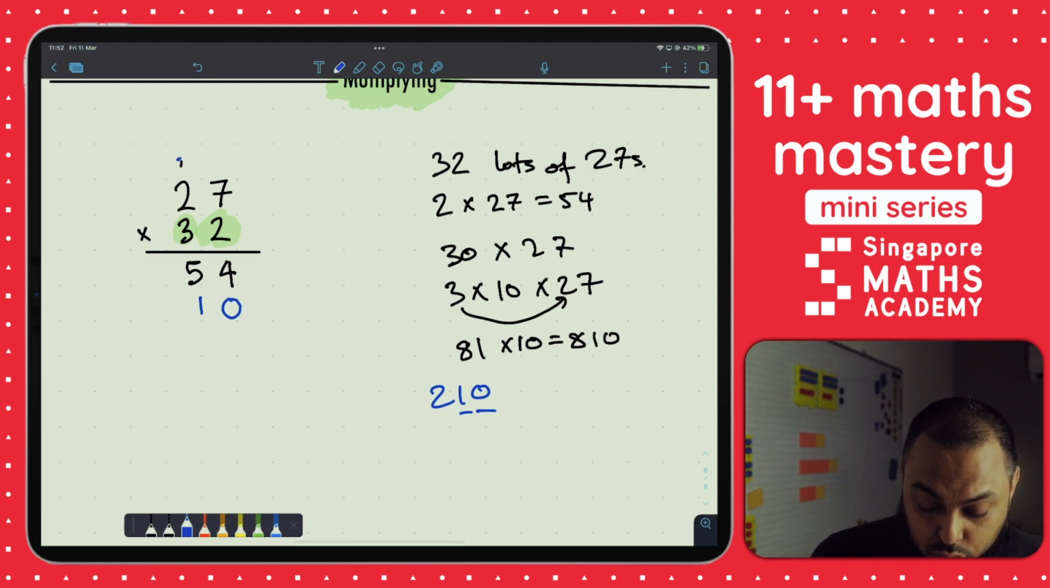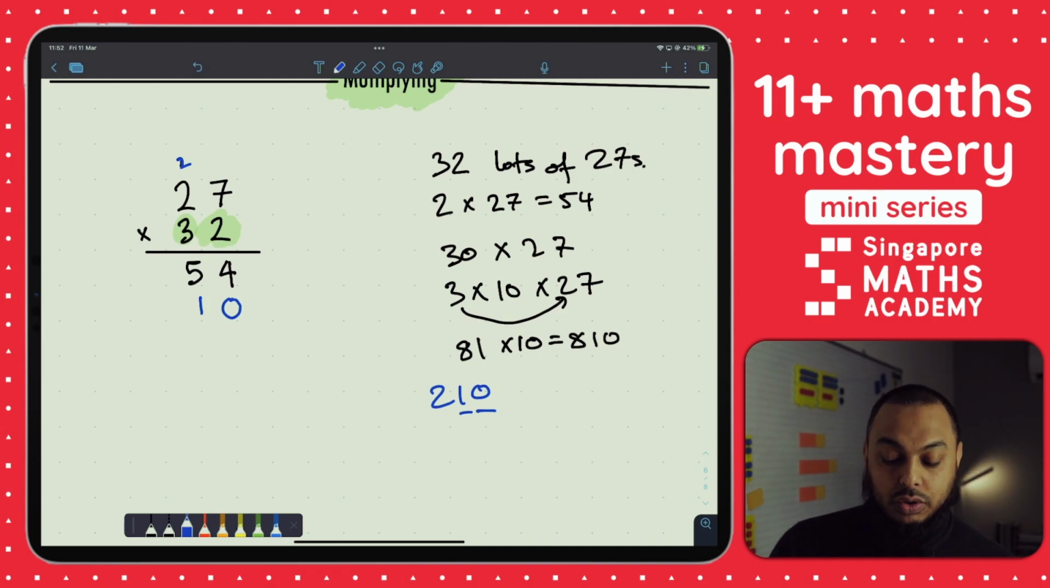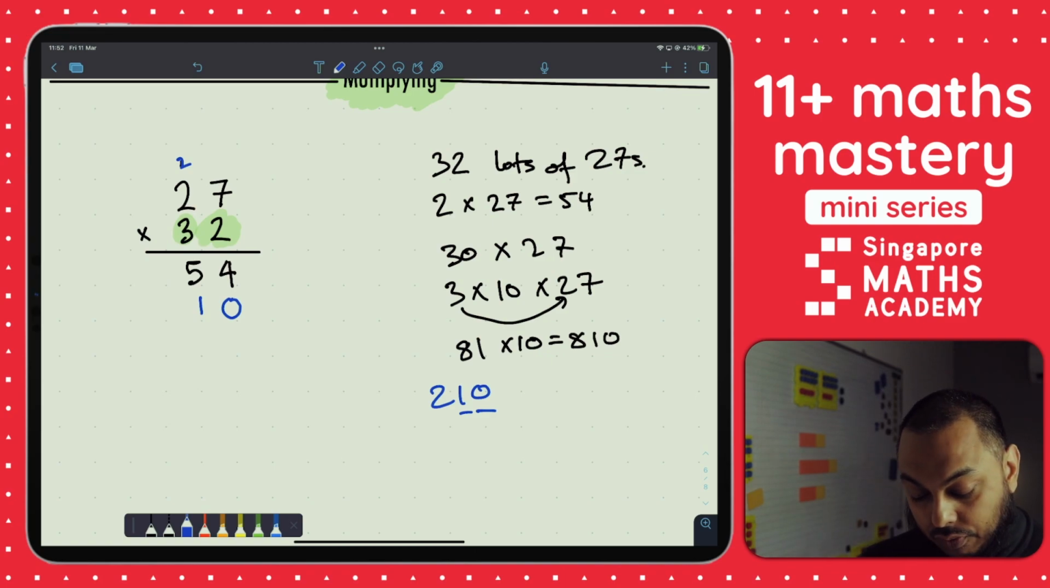The 200, I'm going to add that on later on. I have to remind myself to add that on, right?